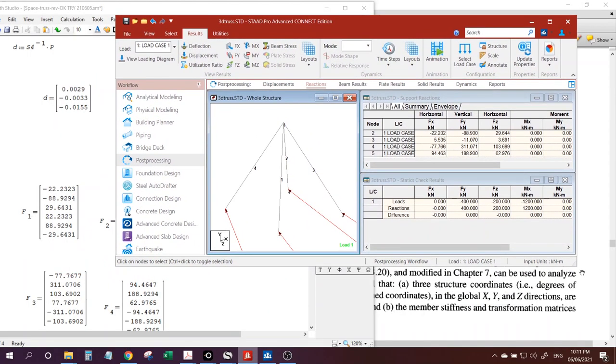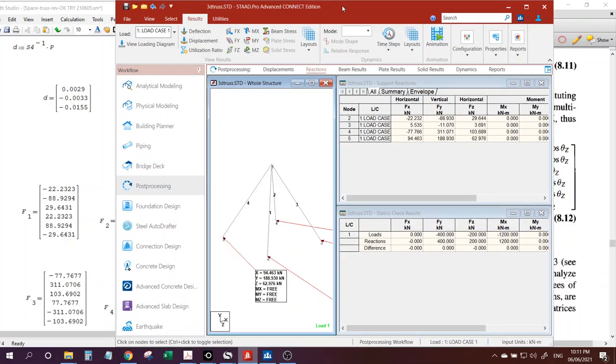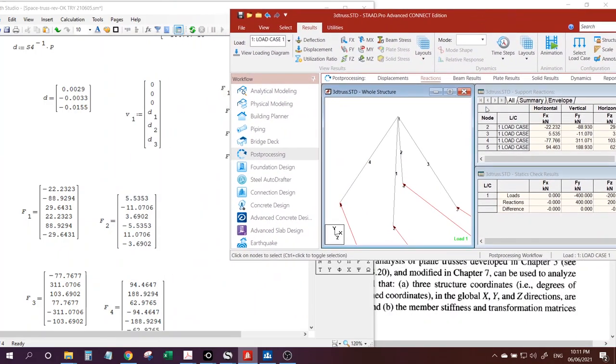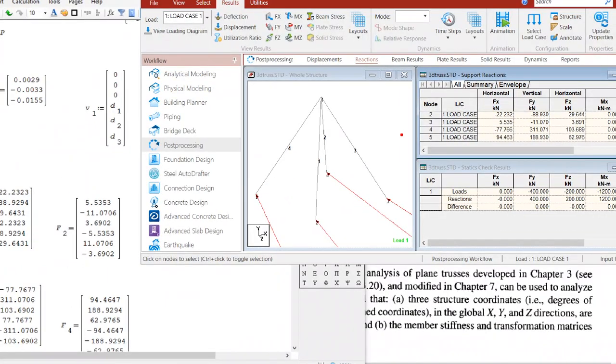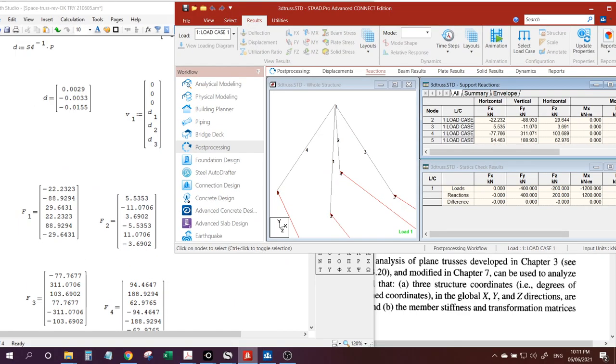So this is my file. So let's look at the reaction. Looking at member 1, which is this is node 2, let's find the reaction at node 2. It's 22 89 29. Okay, then this is the forces at our member 1, 22 89 29. Okay, consistent.